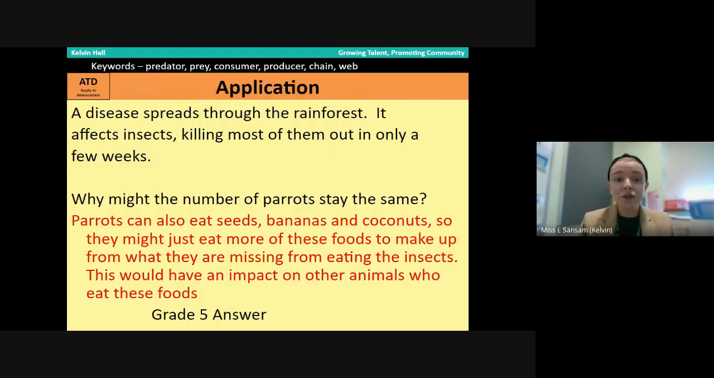But my answer, so parrots can also eat seeds, bananas, and coconuts. So they may just eat more of these foods to make up from what they are missing from eating the insects. However, that's going to have an impact on the other animals who also eat those foods. So because the parrots are eating more seeds, bananas, and coconuts, there may not be as many of them for the other animals in that food web that eat them.